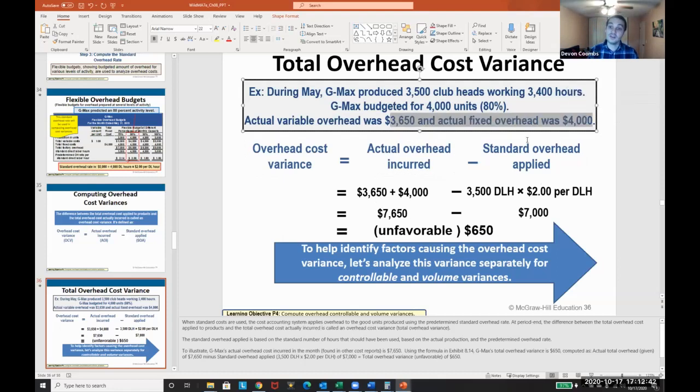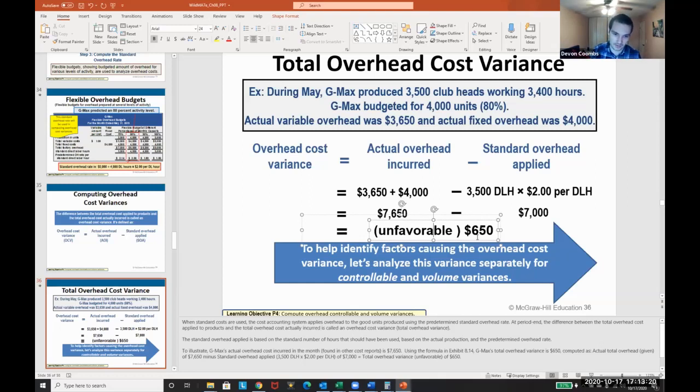That's easy. Our standard overhead applied, it's $2 per labor hour. So we say our labor hours was 1 labor hour per unit. So 3,500, that's what we got from our previous one. So our 3,500 hours, which we got from our labor variance assessment, multiplied by the $2 rate, which we just assessed, gets our $7,000. So we have an unfavorable calculation of 650. That's our total overhead variance. But what caused that variance?